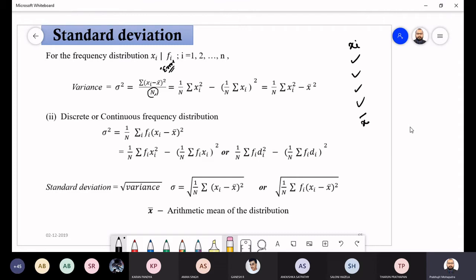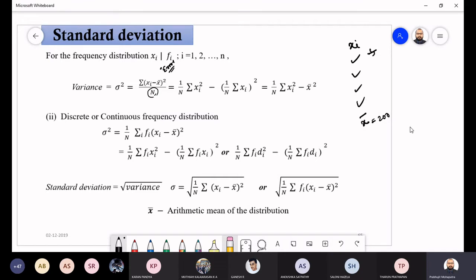Is x bar the position of mean or the mean value? Mean only. X bar is your mean, your average, like in that example of 200. X bar is your 200, your mean only, okay? And xi is your actual data. So xi minus x bar is nothing but the error, the deviation, how much deviation is happening.